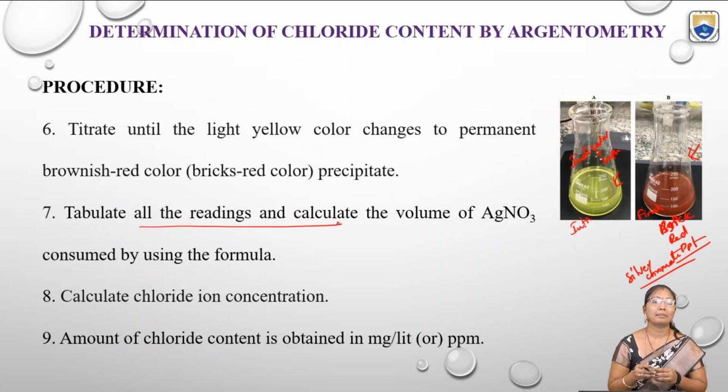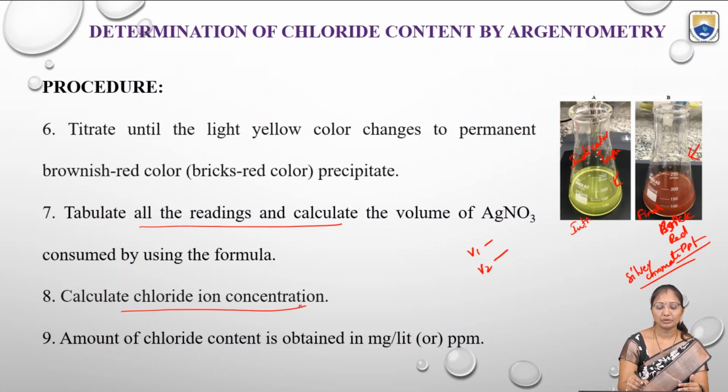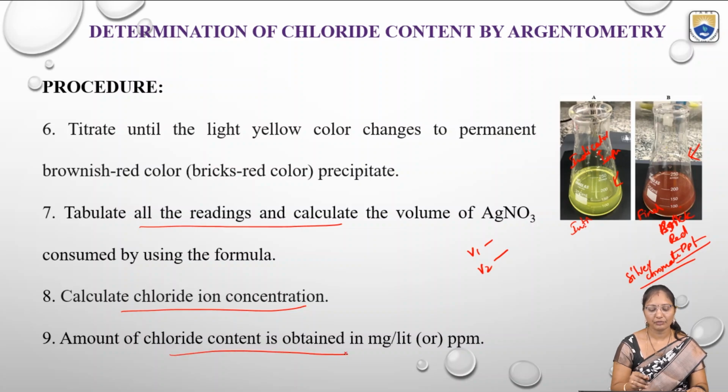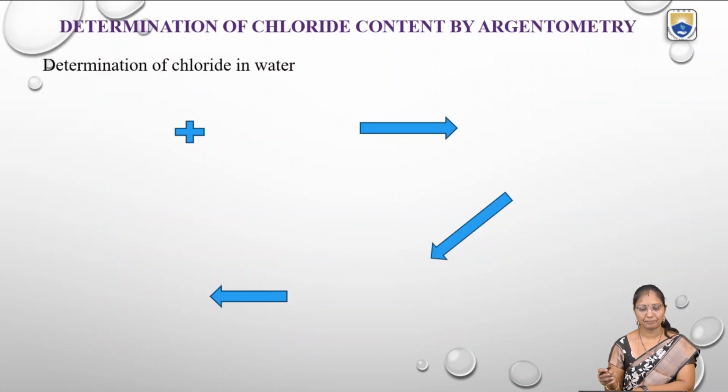So we have to tabulate all the readings from the experiment. While titrating from 0, at which value the solution turns red, at what ml it turns red, means how much ml it consumed. That has to be noted as V1 for distilled water and V2 for sample water. Then calculate the chloride ion concentration from the above using the formula, and the amount of chloride content is expressed in terms of mg per liter or ppm.